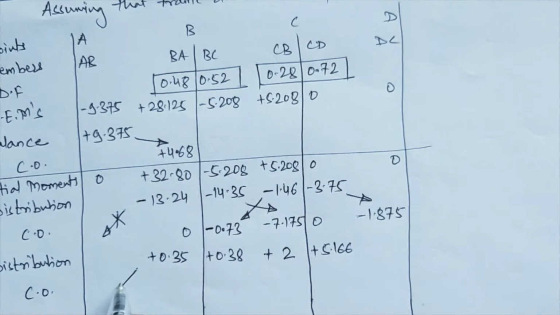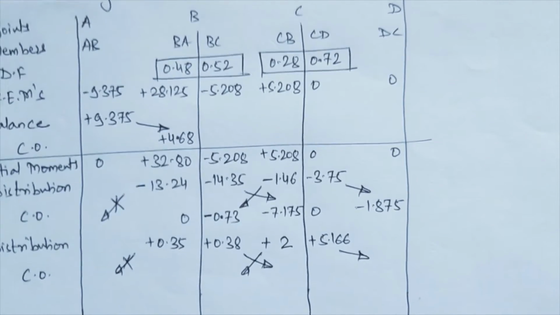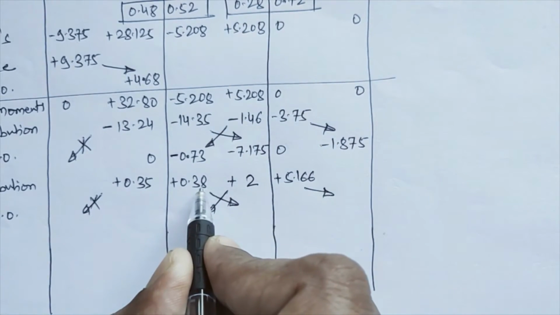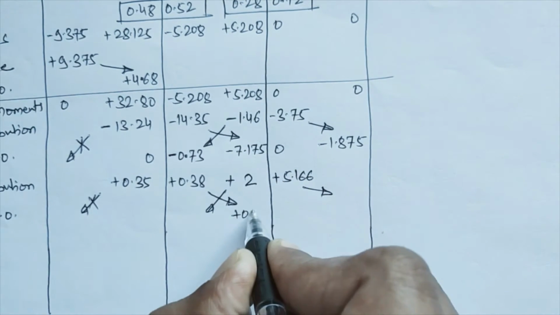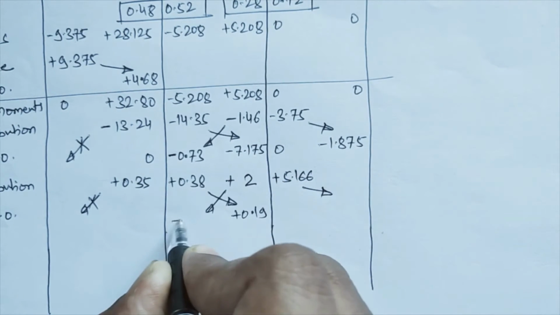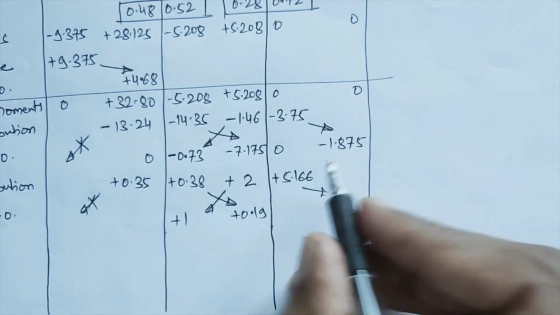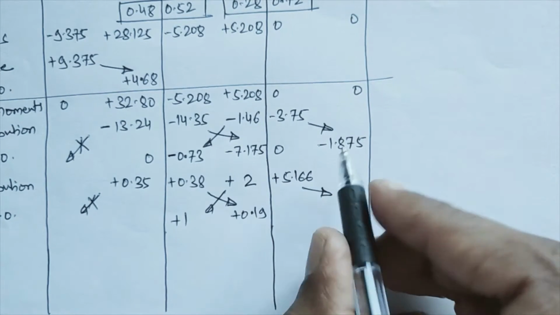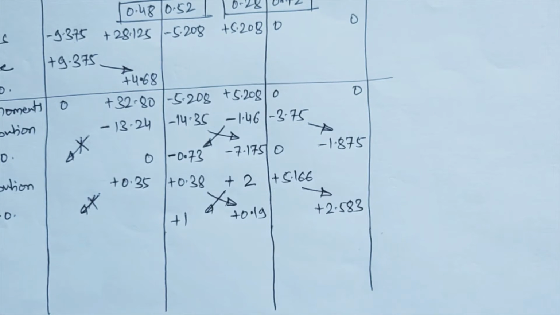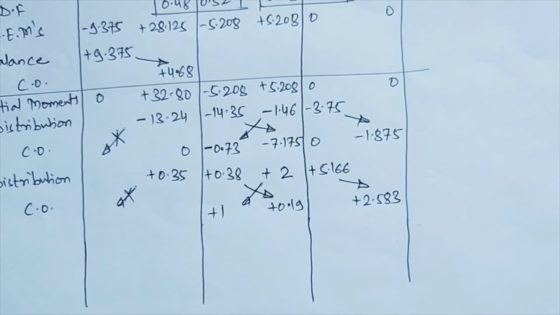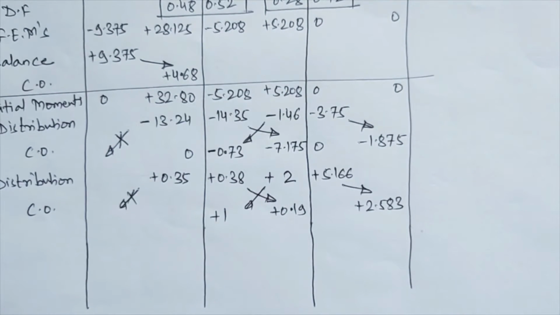Next is the same cycle, carry over, you have to repeat. This carry over is not possible. BC moment will get carry over to CB, CB will get carry over to BC, and CD will get carry over to DC. So half of this, the carry over factor is again 1 half. 0.38 divided by 2, I get plus 0.19. Half of 2 comes equal to 1, and half of 5.166 comes equal to plus 2.583. Okay, now almost, answers I am not getting in 0.